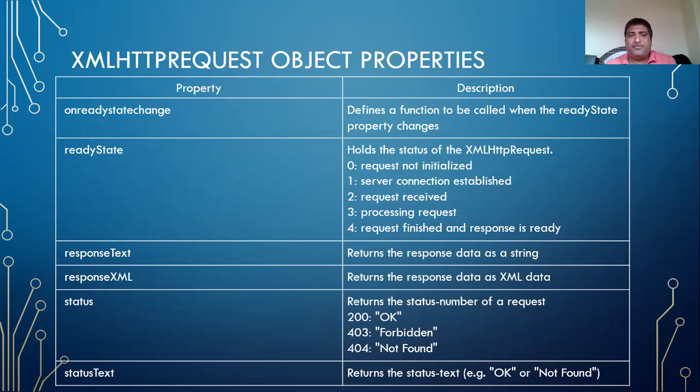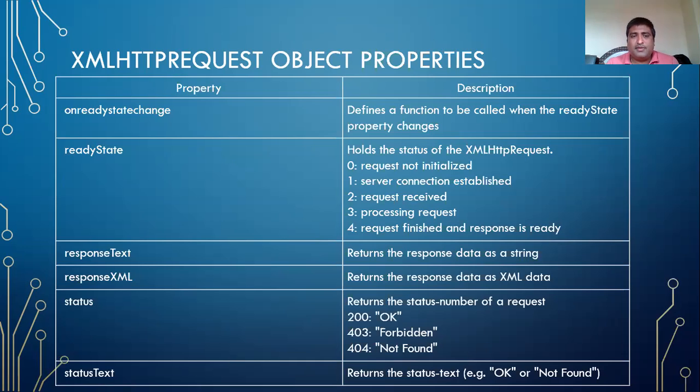Here we compare: if ready state is equal to 0, then we come to know it's initialized. If it is 1, then we confirm that the connection is established. If it is 2, then the request data is received. If it is 3, then the server processes the data, and if it is 4, that means the request is finished and the response is ready, and after that we receive that response. Then responseText returns the response data as a string, and that we display on our web browser.